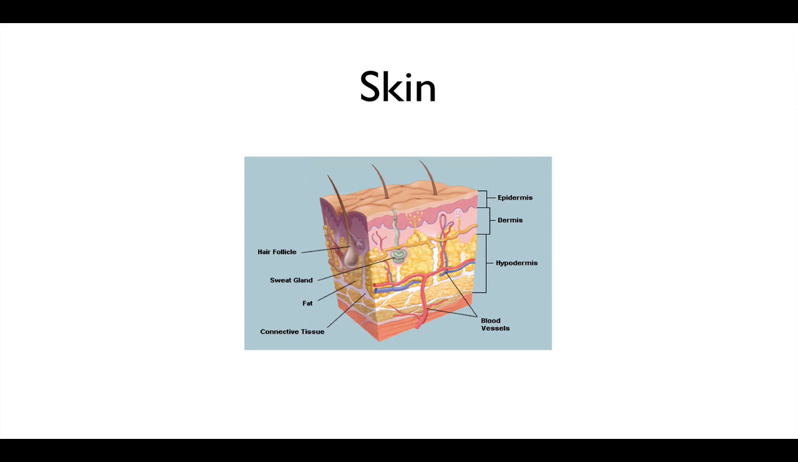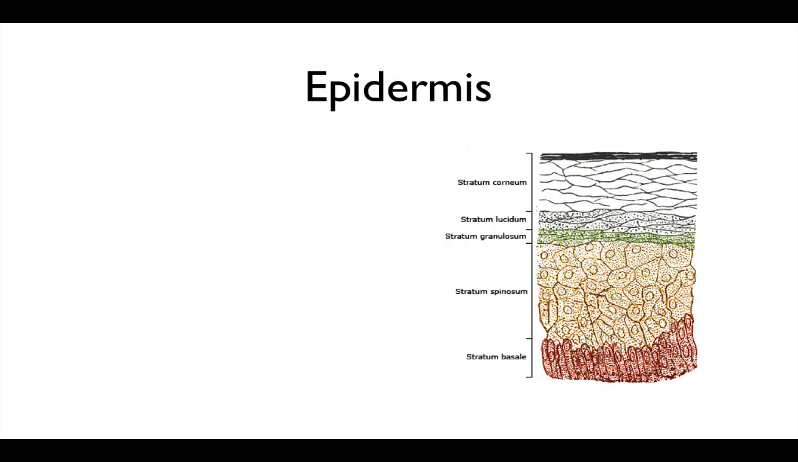So just a quick review of skin and skin cancer. Skin's basic makeup is the epidermis, dermis, and the hypodermis, and then the basement layer of connective tissue and fat. Closer inspection of the epidermis, from outside to in, you have the stratum corneum, stratum lucidum, stratum granulosum, stratum spinosum, and stratum basale.